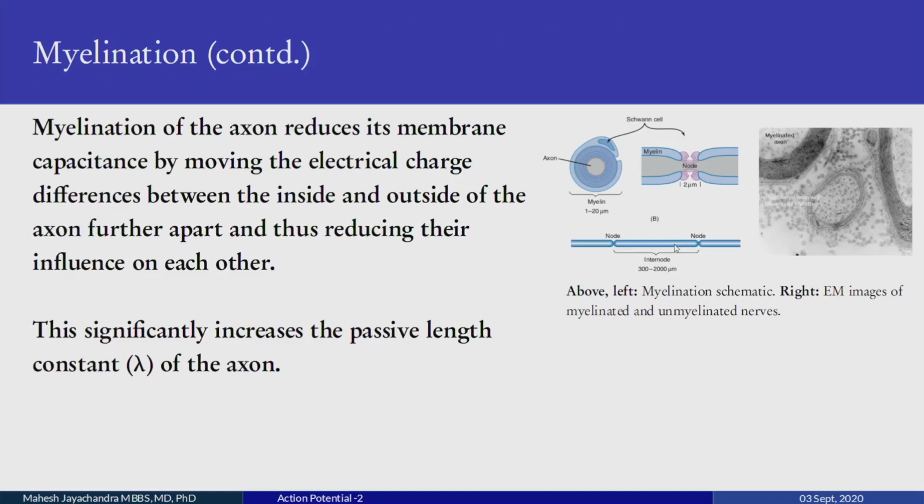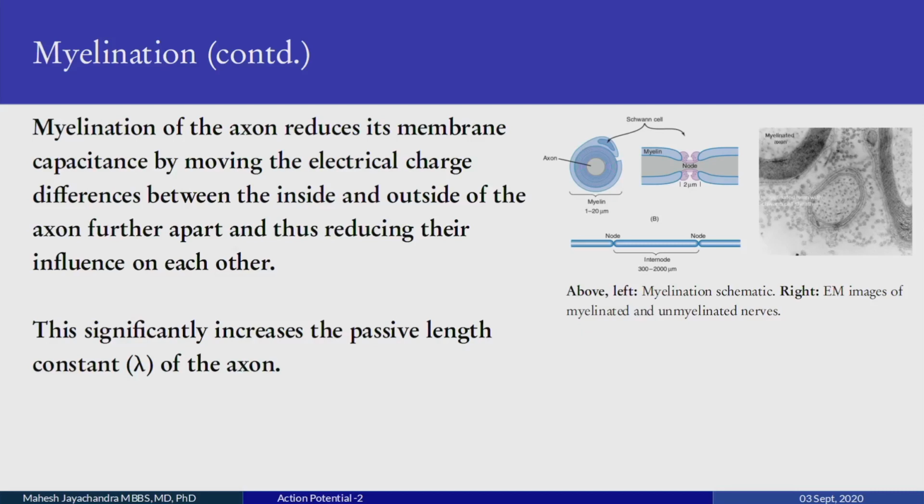We will study this in more detail in neuronal biophysics, but for now, myelination of the axon reduces its membrane capacitance by moving the electrical charge differences between inside and outside further apart, therefore reducing their influence on each other. This significantly increases the passive length constant of the axon. The length constant, briefly, is the distance where the electrical potential decreases to 1 over e of its initial value, that is 37% of its initial value. We will get into details more, but this increases the length constant.